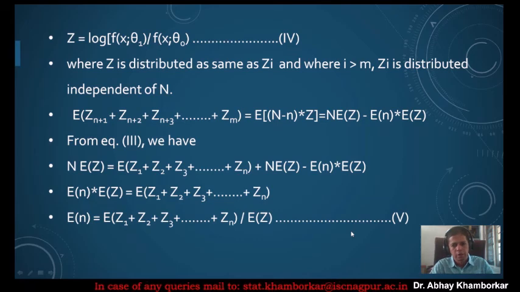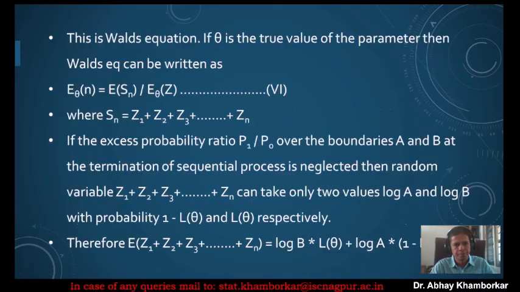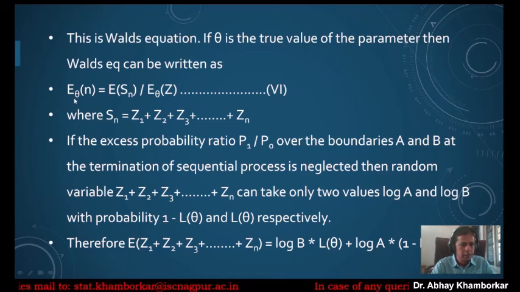So let us mark this as expression 5. Now this expression 5 is nothing but Wald's equation, and if theta is the true value of the parameter, then Wald's equation can be written as expectation of n. Theta here is included to indicate that theta is the true value of the parameter, so it will be equal to expectation of Sn divided by expectation of z, again which is a function of theta, where Sn is equal to z1 plus z2 so on up to zn.